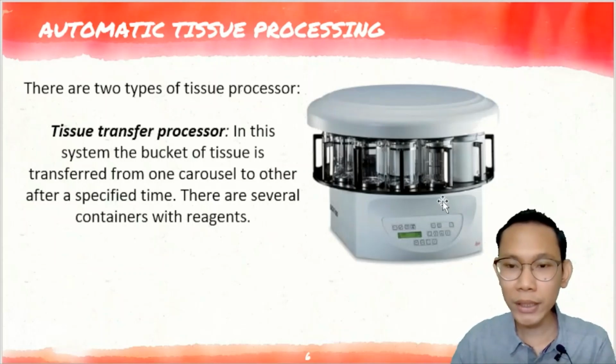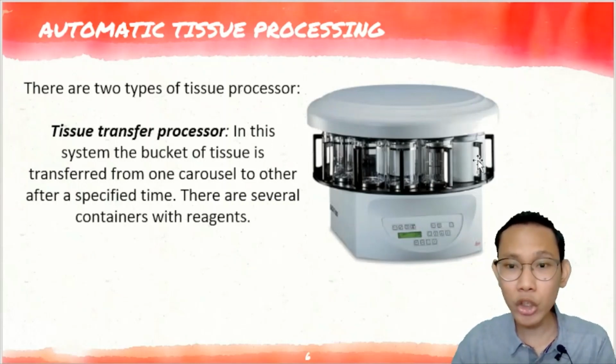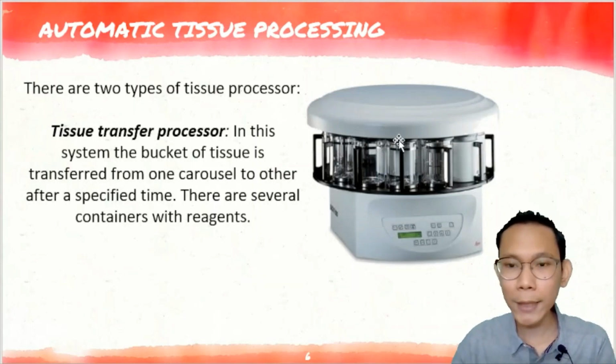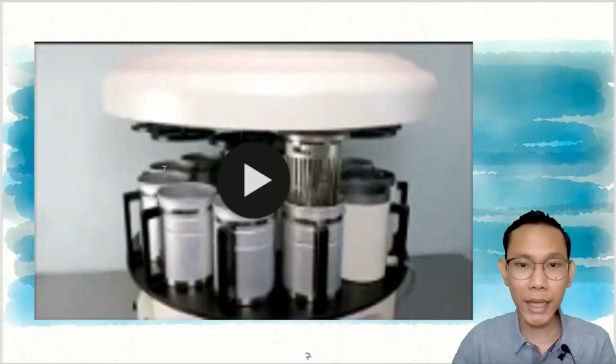So let's check the parts of our tissue processor. Ito yung sinasabi natin na display setting or display button. Dito natin nilalagay yung specific setup para sa ating tissue processor. Tapos itong mga containers na ito, dito natin nilalagay yung ating mga reagents. Tapos within that, meron pa yung basket. I have a video later on as titingnan natin. Meron yung basket na nakalagay sa loob. Tapos iikot-ikot lang yan, parang carousel. So this is a tissue transfer processor kasi ang tina-transfer is your tissue. Tingnan natin sa video natin.